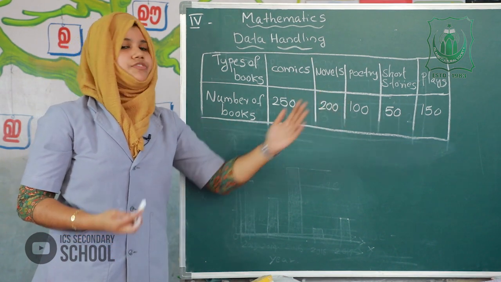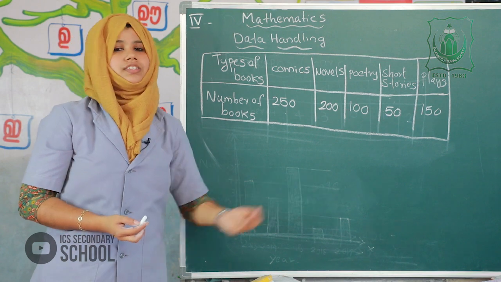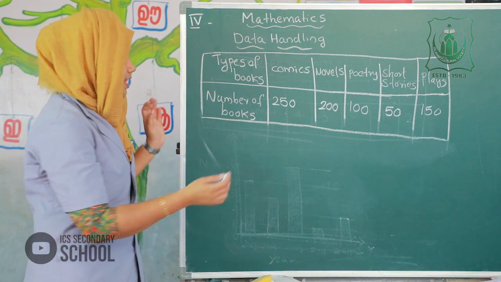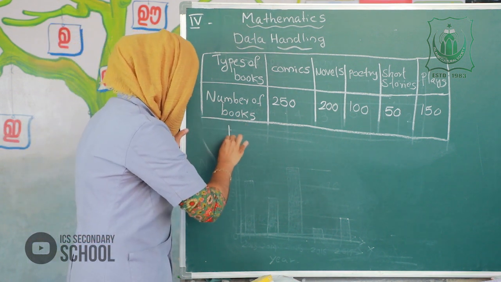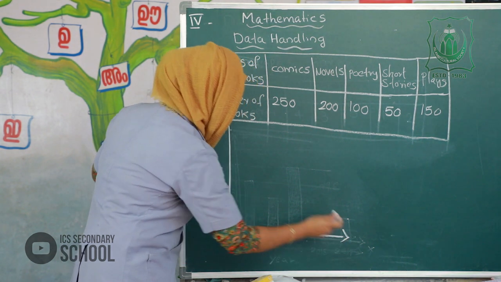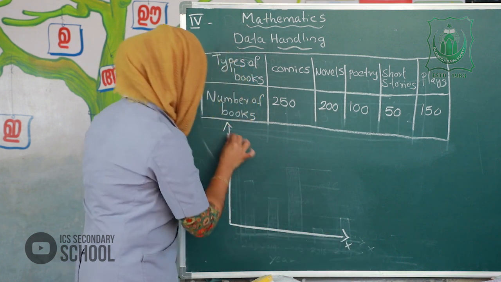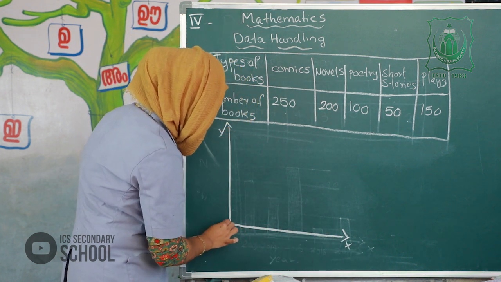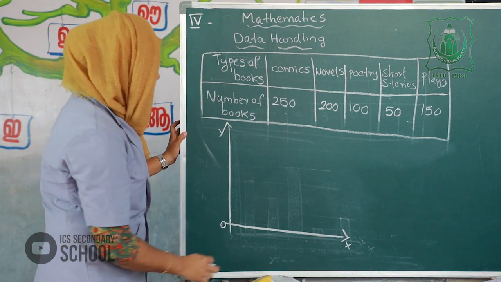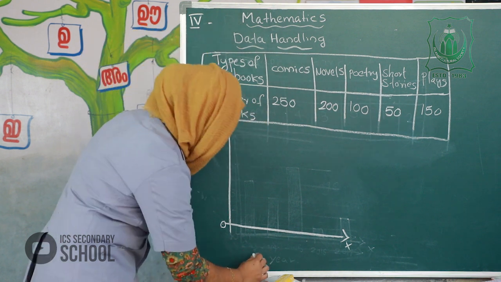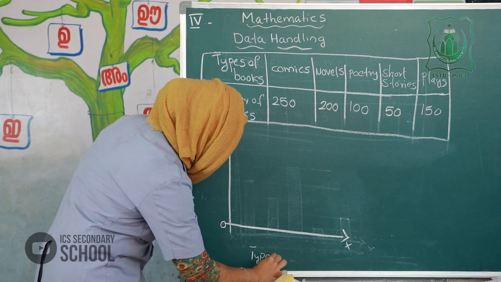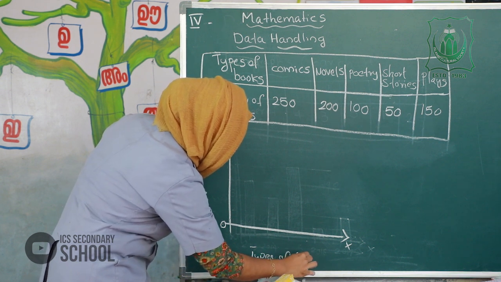So based on this information, we have to draw a bar graph. Okay, so we can start. There is a vertical line and a horizontal line, x and y. Next, start from 0. Here we can write the number of books, the type of books. We can write the heading, the types of books.